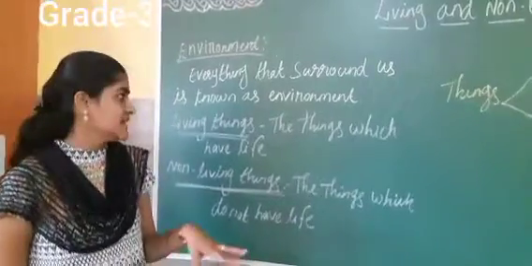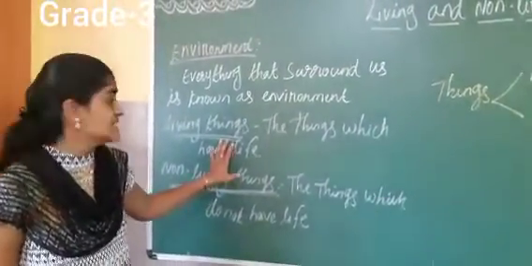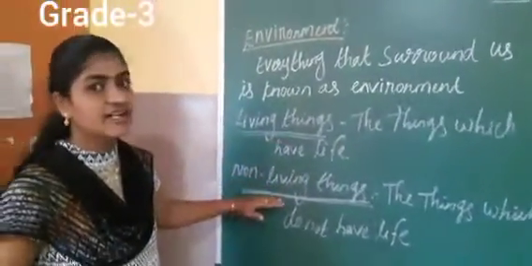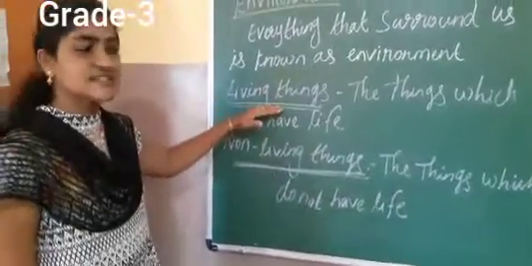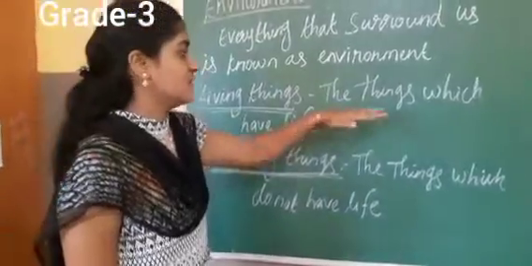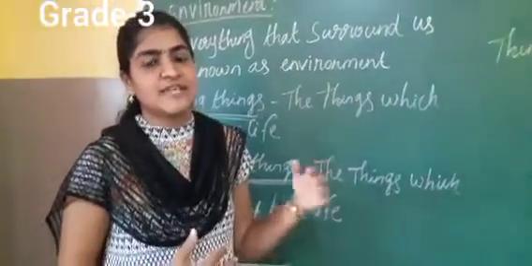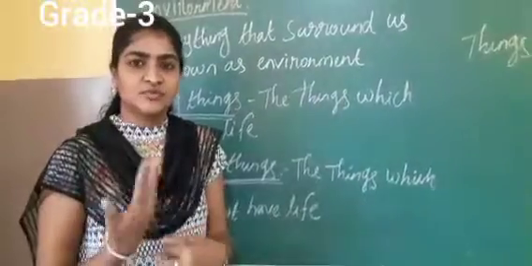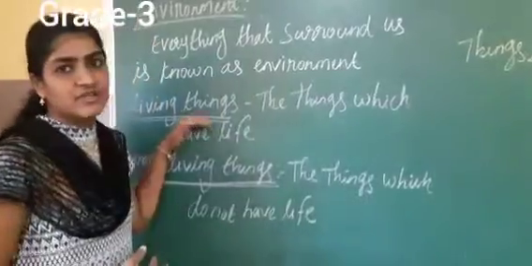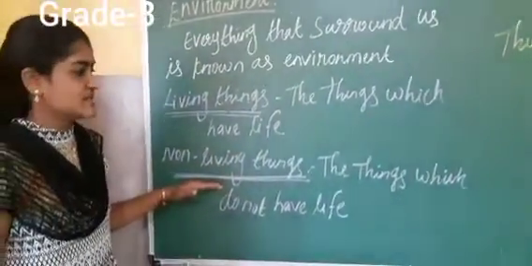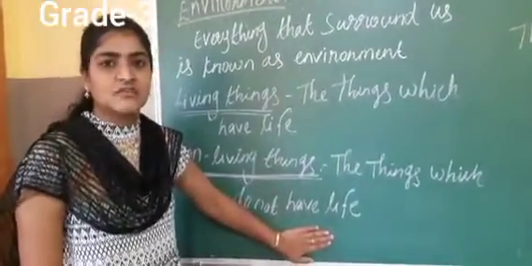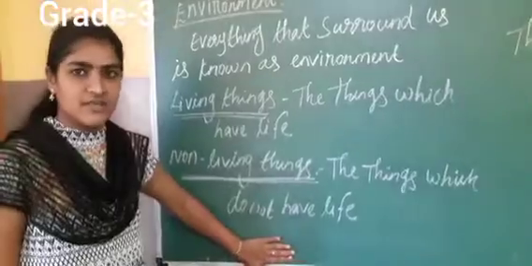In the environment we can divide things into two groups, that is living things and non-living things. Living things means what? The things which have life. They are able to move from one place to another, they can breathe, they can feel pain, and they have many such characteristics. What is meant by non-living things? The things which do not have life are called non-living things.